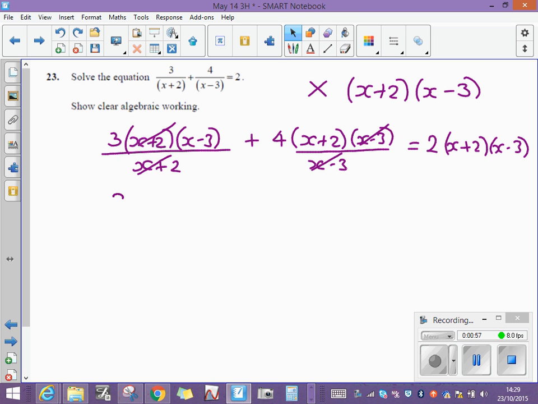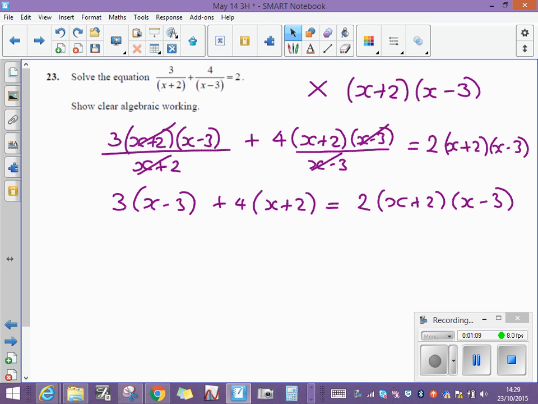And so I'm left with 3 times x minus 3 plus 4 times x plus 2 is equal to 2 times x plus 2 times x minus 3. Got rid of the fractions in one step.